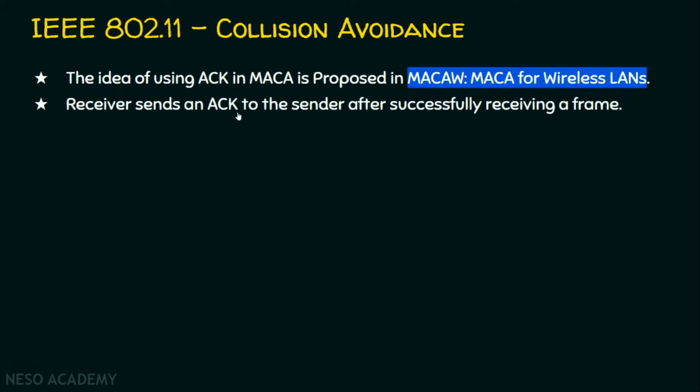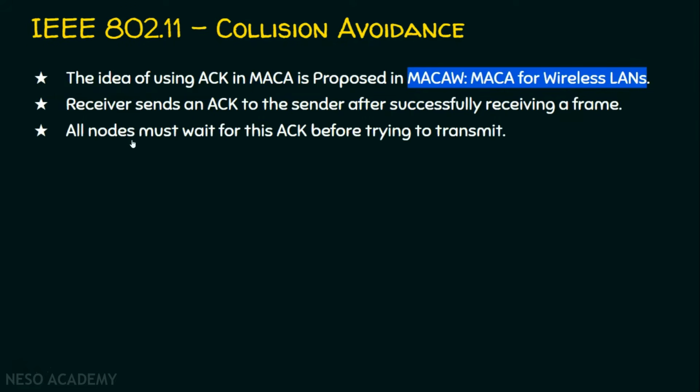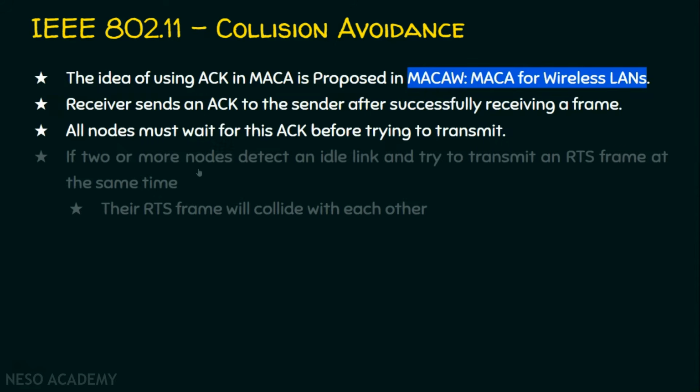The receiver sends an acknowledgement to the sender after successfully receiving a frame. Whenever any frame is received by the receiver, it's the duty of the receiver to acknowledge the frame. And all nodes must wait for this acknowledgement before trying to transmit. So when a sender has transmitted a frame, it will not transmit the next frame before getting the acknowledgement.